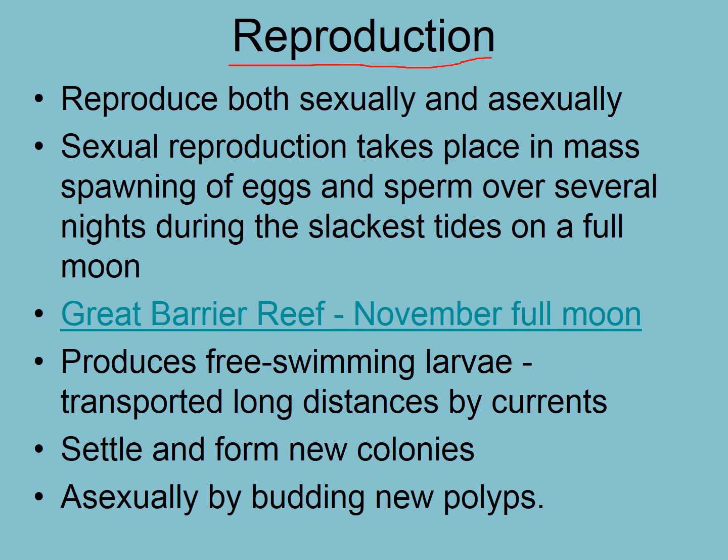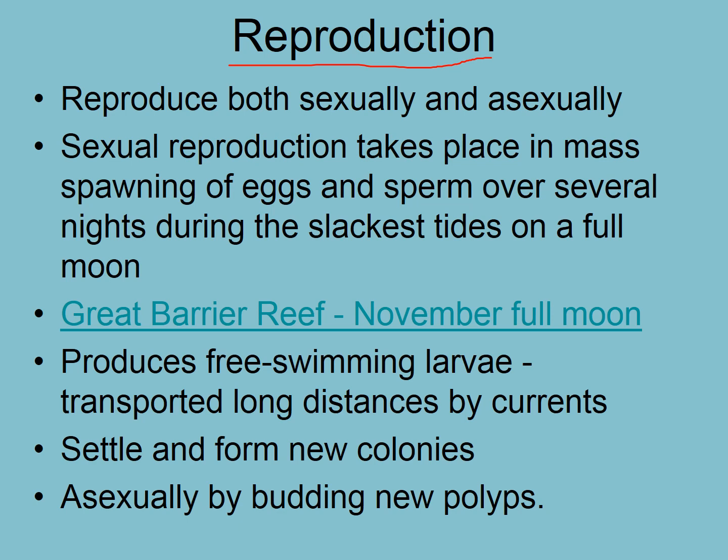Reproduction in Scleractinaria is both sexual and asexual. Sexual reproduction, they have mass spawning, and I'll put a link to a YouTube video up for you to be able to see the eggs and sperm all being released at once on the Great Barrier Reef.